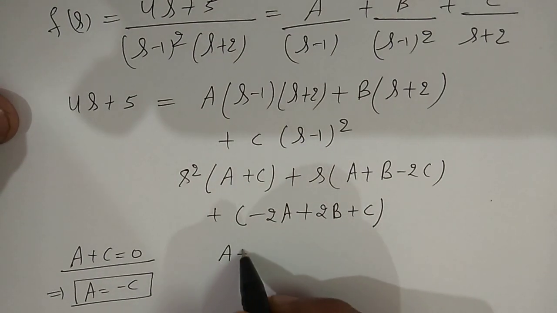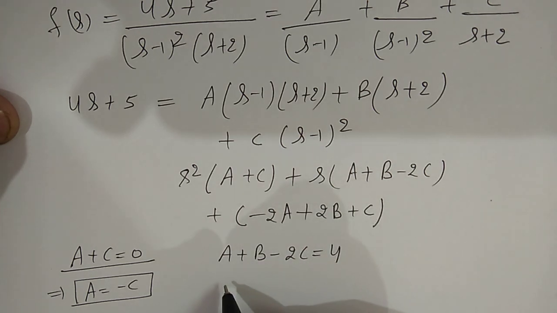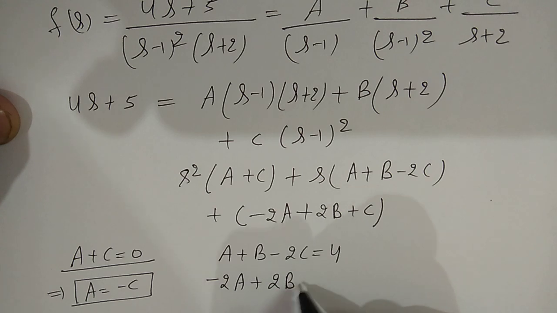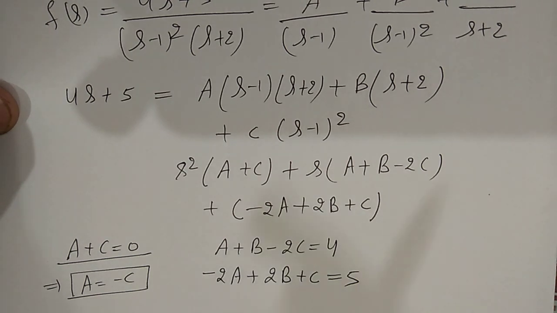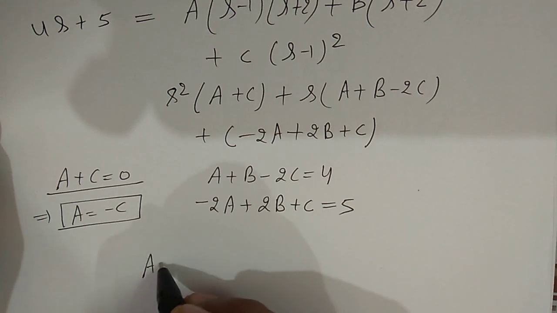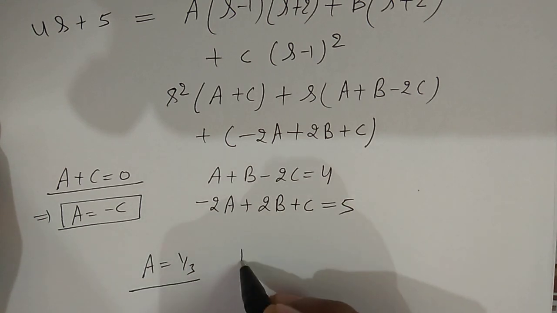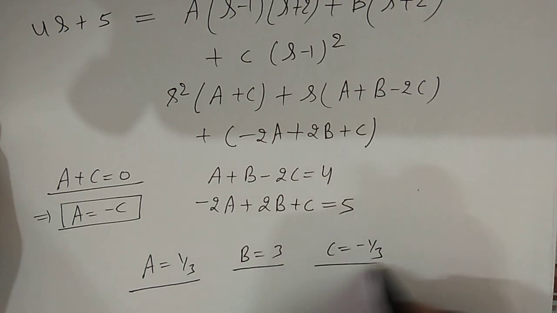Next, the second equation is A plus B minus 2C equal to 4, and if you compare the constant term, minus 2A plus 2B plus C equal to 5. So we get three equations: first A equal to minus C, and the second and third equations, three equations and three unknowns. If you solve these three equations, we get A equal to 1 by 3, B equal to 3, and C equal to minus 1 by 3.